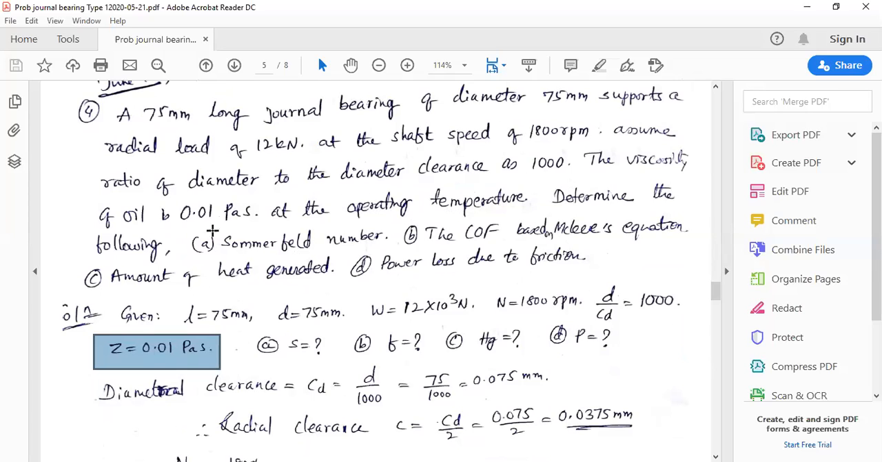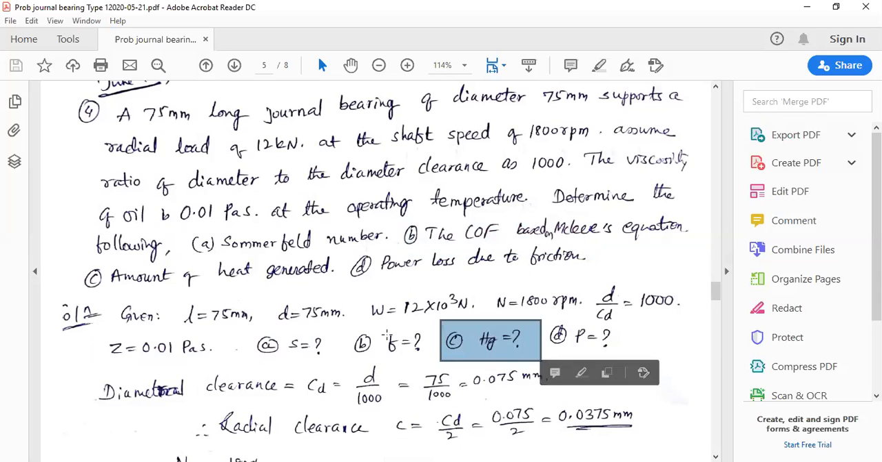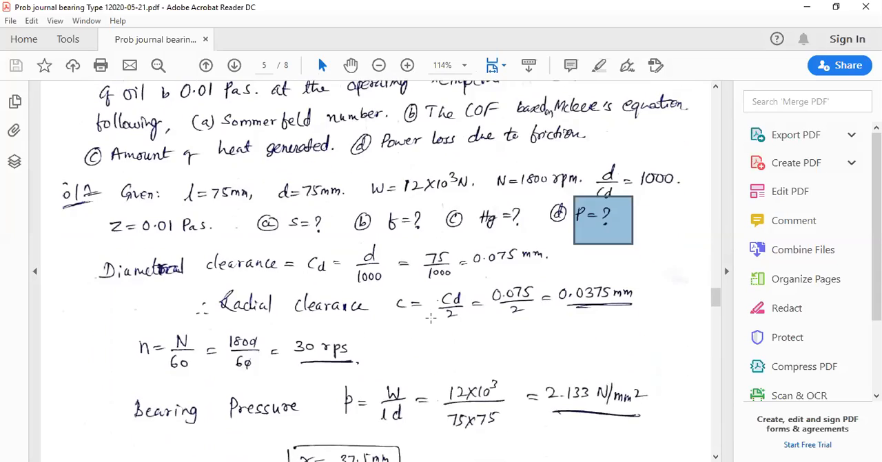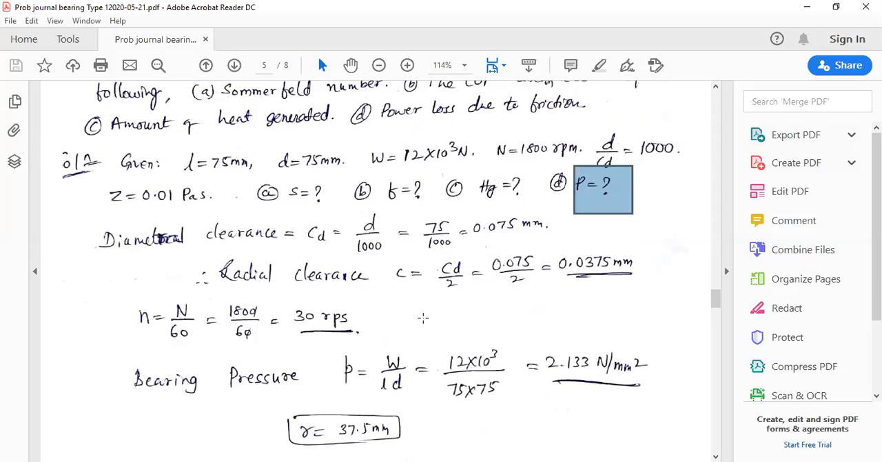Now, determine what? The first one is the Sommerfeld number, and the next one is the coefficient of friction, based upon McKee's equation. If the bearing is lightly loaded, then we have to use Petrov's equation. Here nothing is specified about lightly or heavily loaded, so we have to assume the given bearing is heavily loaded, and since McKee's equation is specifically mentioned here, we have to use the same equation. After that, the amount of heat generated, Hg, and then the power lost due to friction.